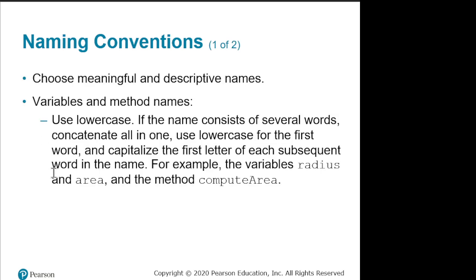When we go to name variables and methods, and we'll learn methods in further chapters, use all lowercase letters. If you need multiple words to make the identifier more legible for yourself, start the second word with a capital letter and don't put any spaces in it.